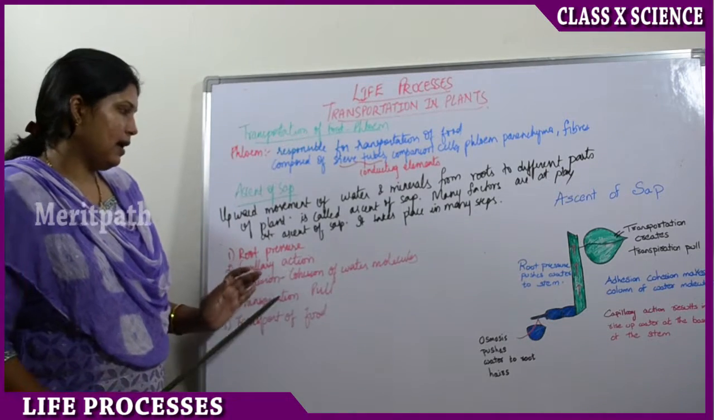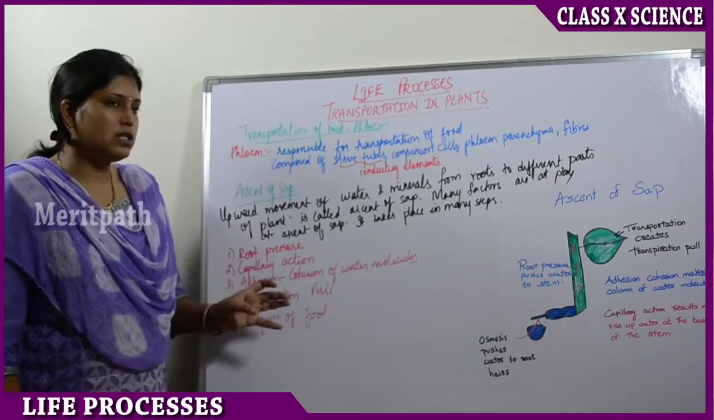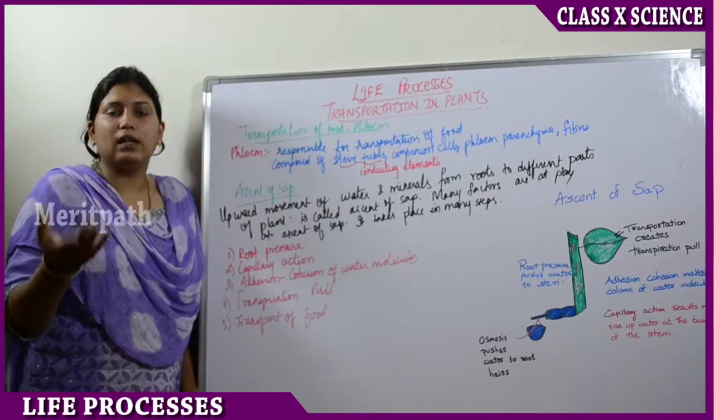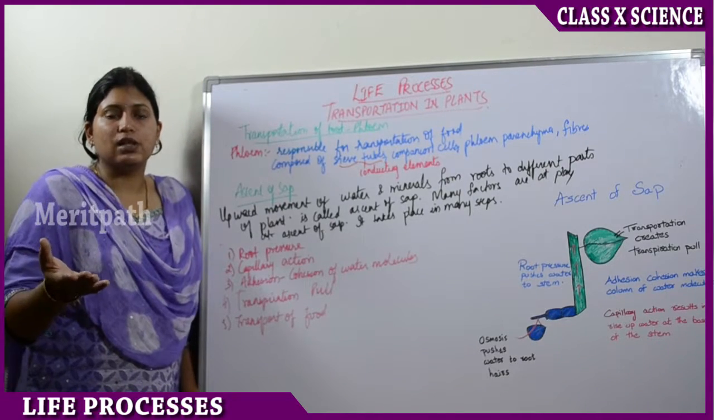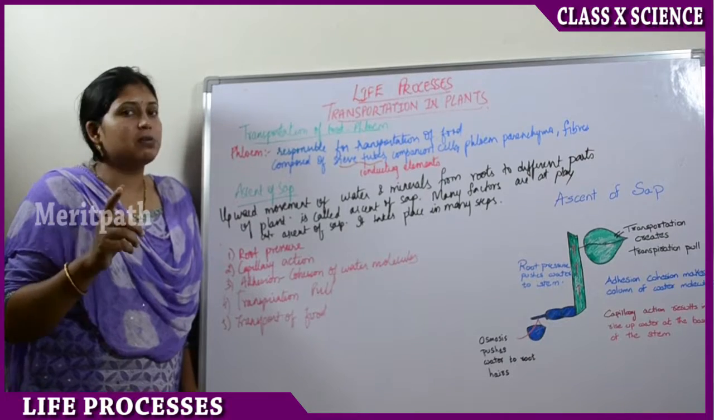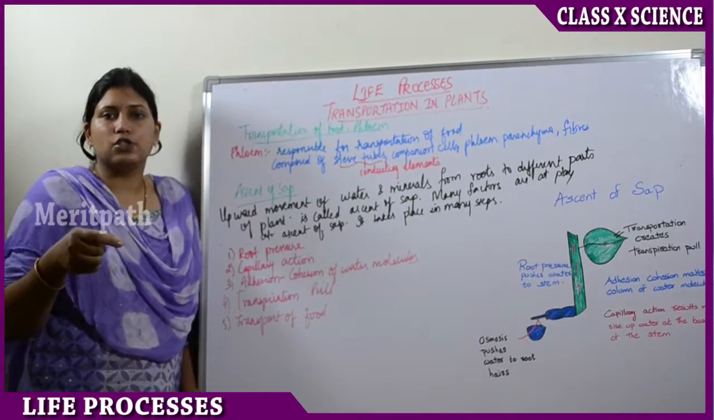Next is adhesion cohesion of water molecules. So this water, when it is transported from the base of the stem to other parts of the stem and leaves, it goes in form of pipe-like structure. So xylem helps in transportation of water, right? Xylems are tube, pipe-like structures.